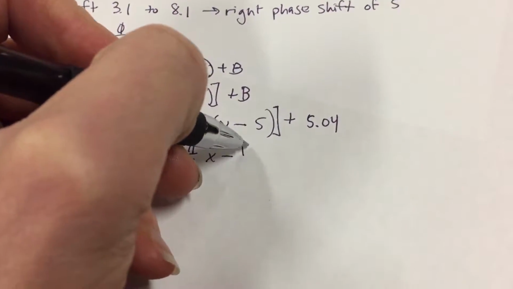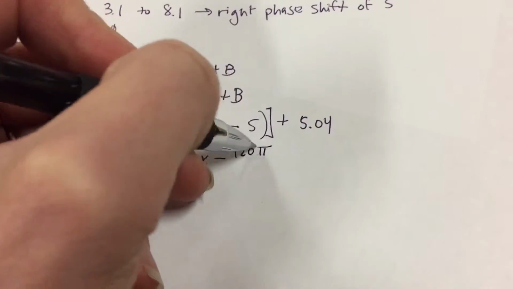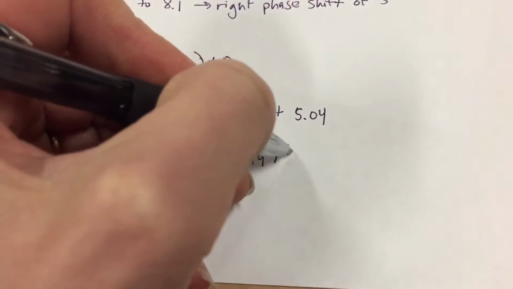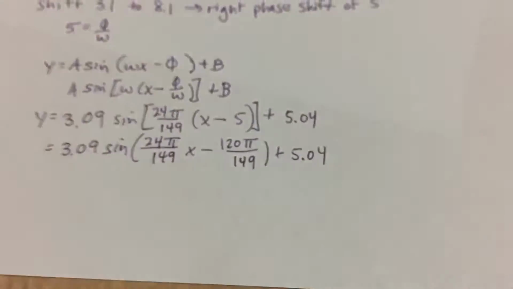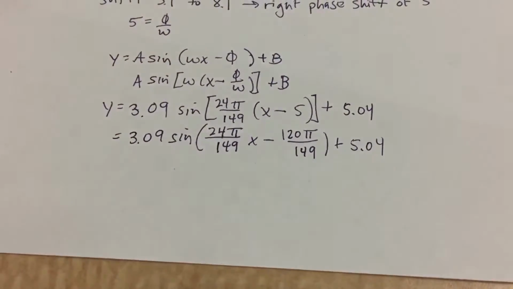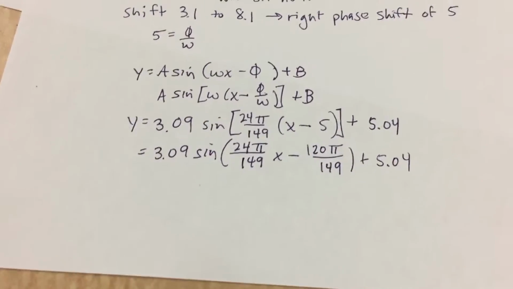So it'd be 120 pi over 149, and then plus 5.04. And that would probably be the best answer. But like I said, the answer in your book was this one with the double parentheses, which is fine apparently. It just depends on what you're asked.